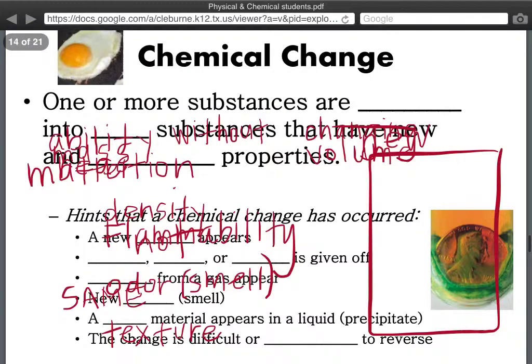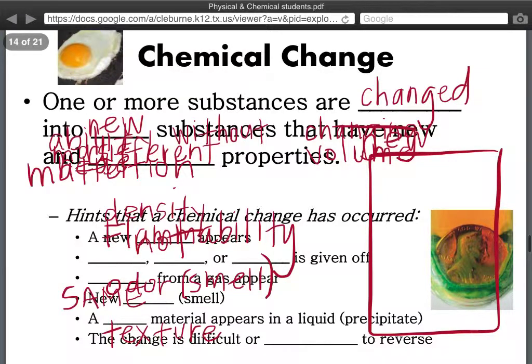All right, now we're into chemical changes. Chemical changes are when one or more substances are changed into new substances that have new and different properties. When two things react and you get a new substance, they're going to have different properties. They're not going to have the same properties as before they reacted. Hence a chemical change has occurred.